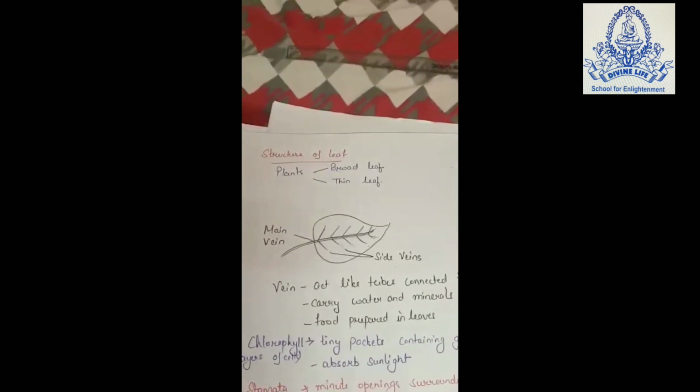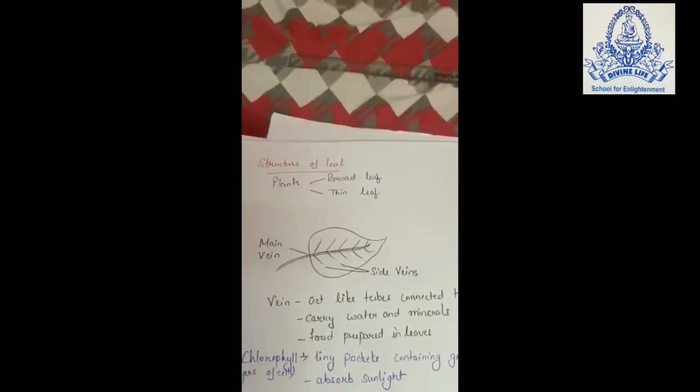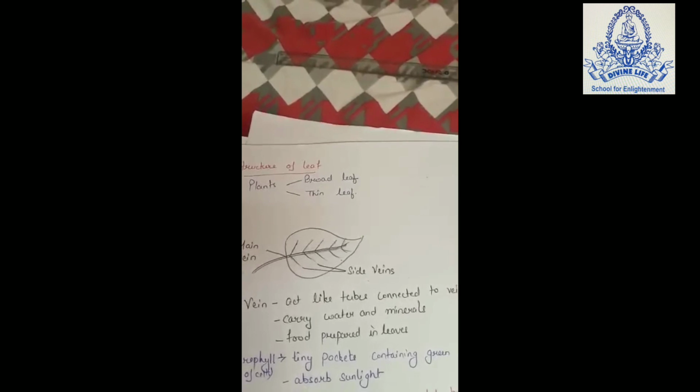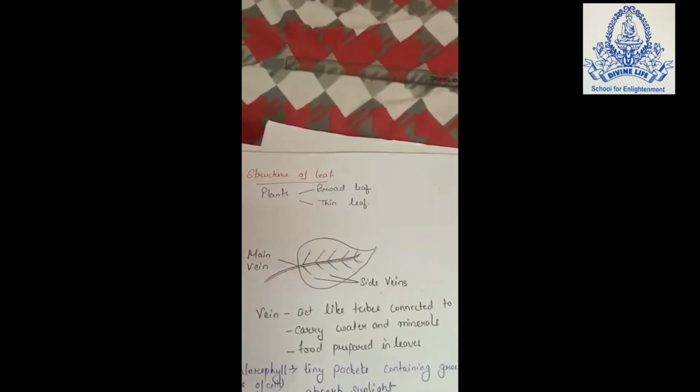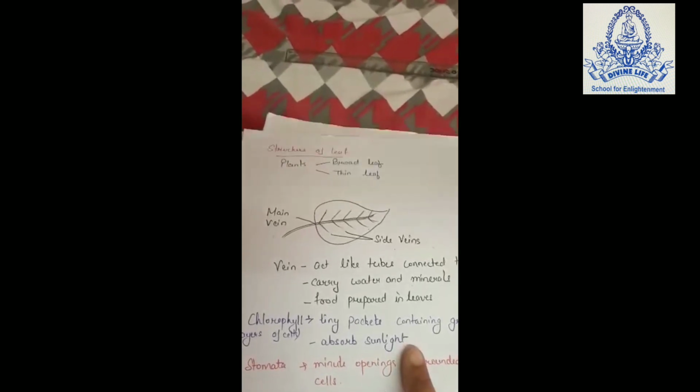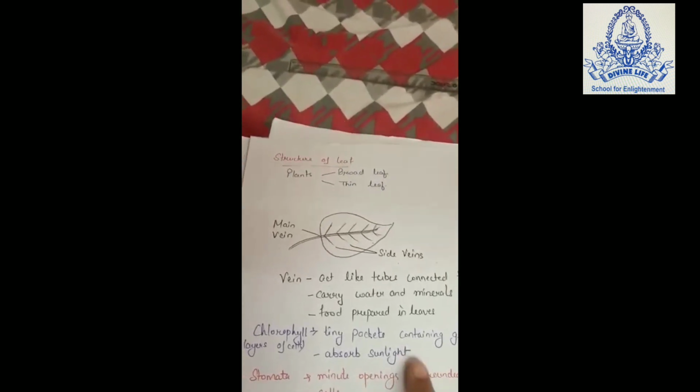As we have done in the photosynthesis process, plants prepare their food with the help of four elements, that is chlorophyll, water, carbon dioxide and sunlight. So chlorophyll is one of the parts that help the plant to prepare the food.